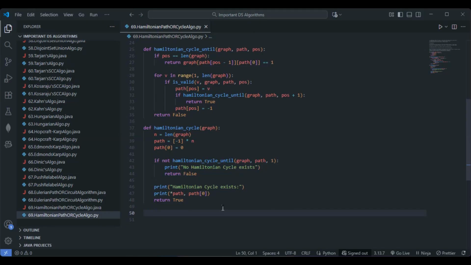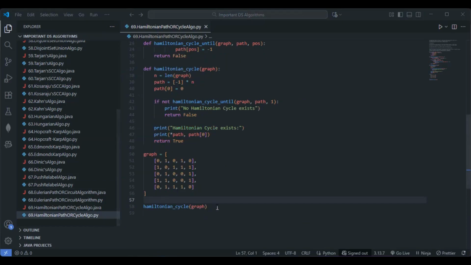So let's consider the example graph, or let's go with the adjacency matrix, right? I'll just consider this one from the Google itself. Let me copy paste this one. So this one, basically, is just the example graph. Sorry, this was not the adjacency list. This is the adjacency matrix, right? So we're not considering the adjacency list here. We are just calling the function Hamiltonian cycle here. So I have passed the graph, this adjacency matrix, right? This is fine.